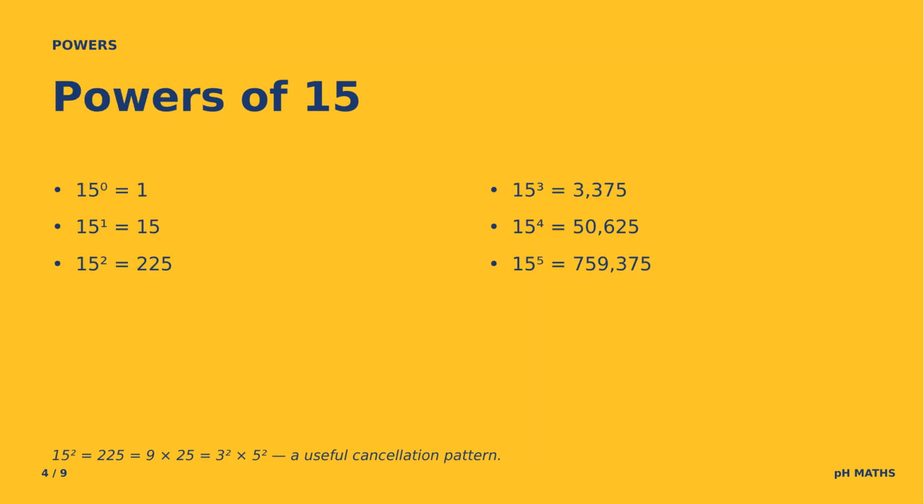Powers of 15. 15 to the 0 is 1. 15 to the 1 is 15. 15 squared, 225. Cubed, 3,375. And here's the cancellation gold. 225 equals 9 times 25, which is 3 squared times 5 squared. So 15 squared has a beautifully clean prime factorization, worth memorizing for any surd or factor question.